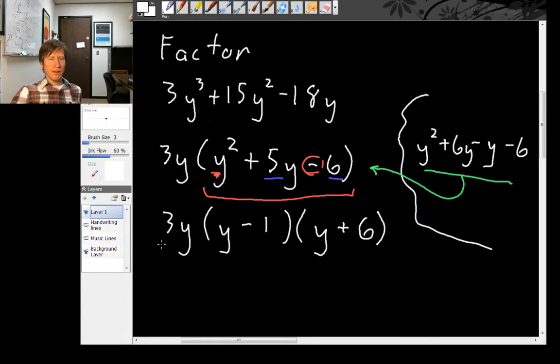Now at this point, 3, that's prime, y, that's prime, y minus 1 and y plus 6, those are both prime. So now we're done factoring. Now we can continue doing whatever we were going to do with this rational expression. Maybe now we could simplify a rational expression or figure out what a common denominator should be, something like that.